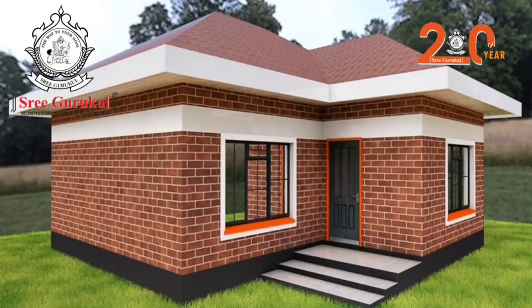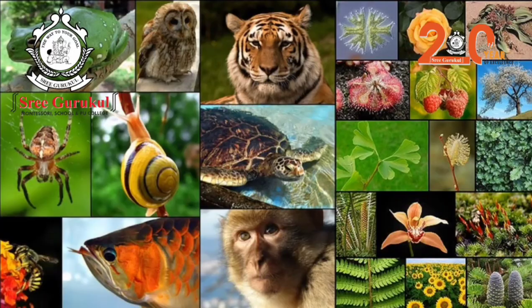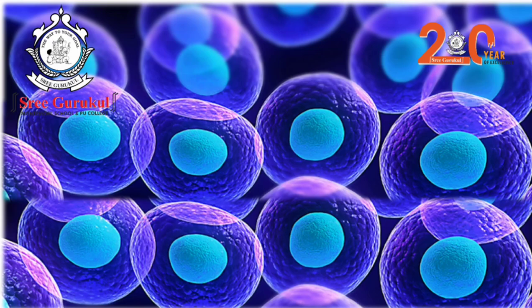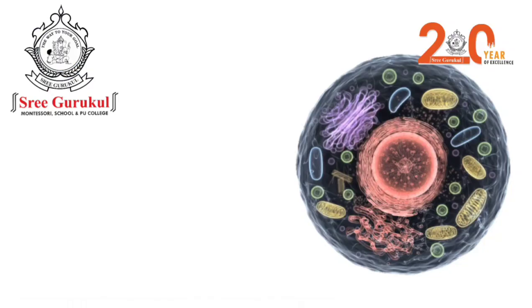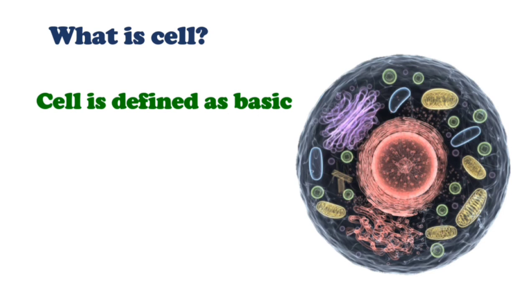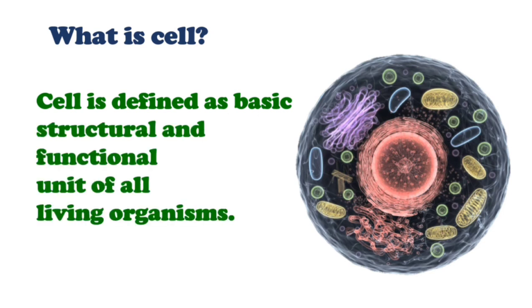Yes. Here you can see one house. What is this house made up of? Yes, it is made up of smaller units called bricks. Likewise, all the living organisms are made up of smaller units called cells. Then how can we define the cell? Yes, the cell is defined as the basic structural and functional unit of all living organisms.